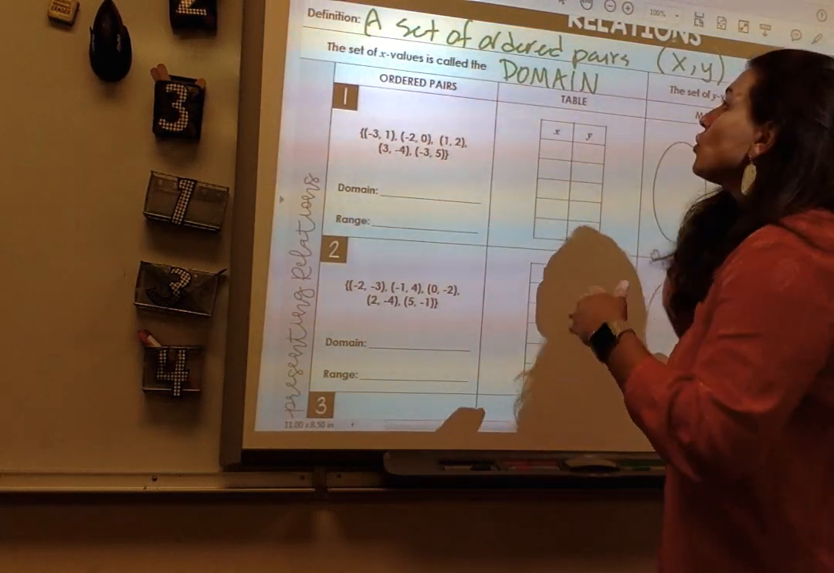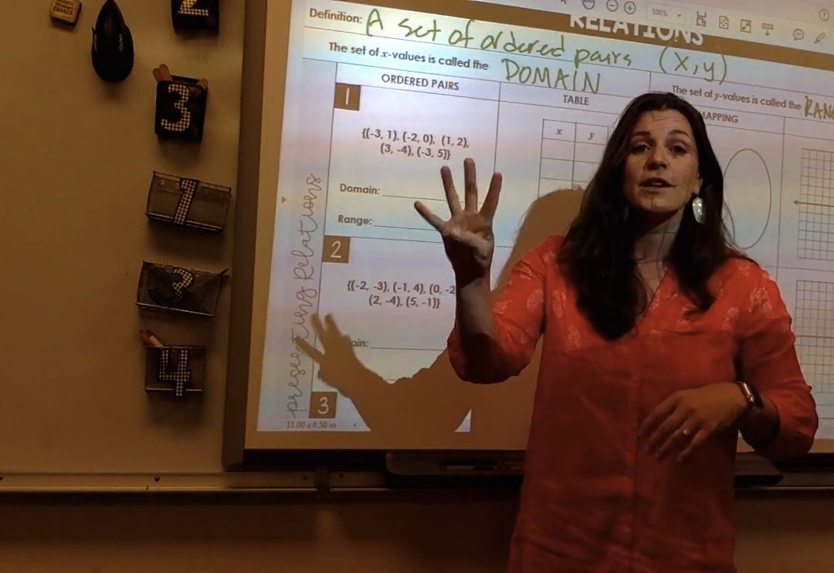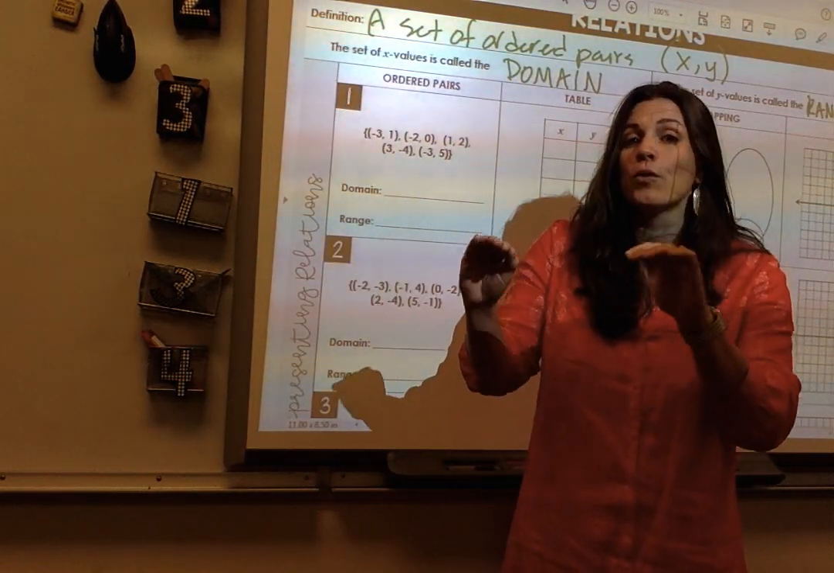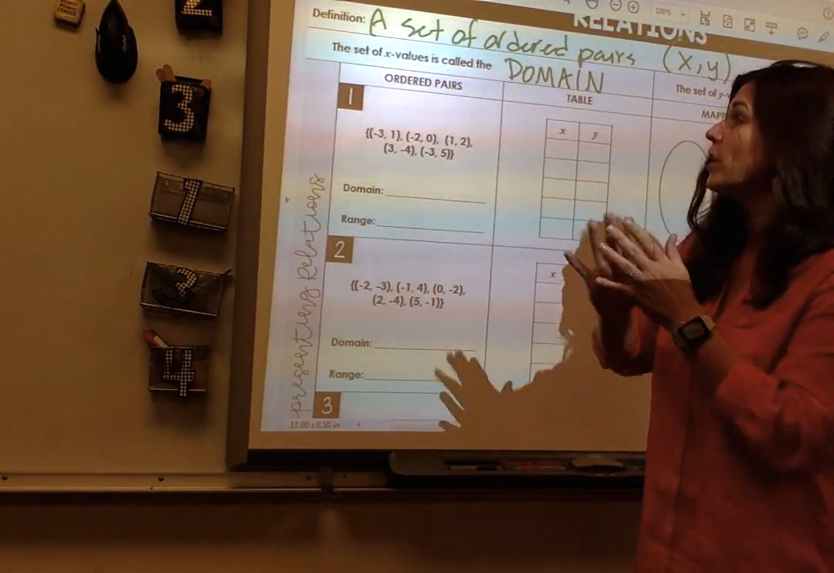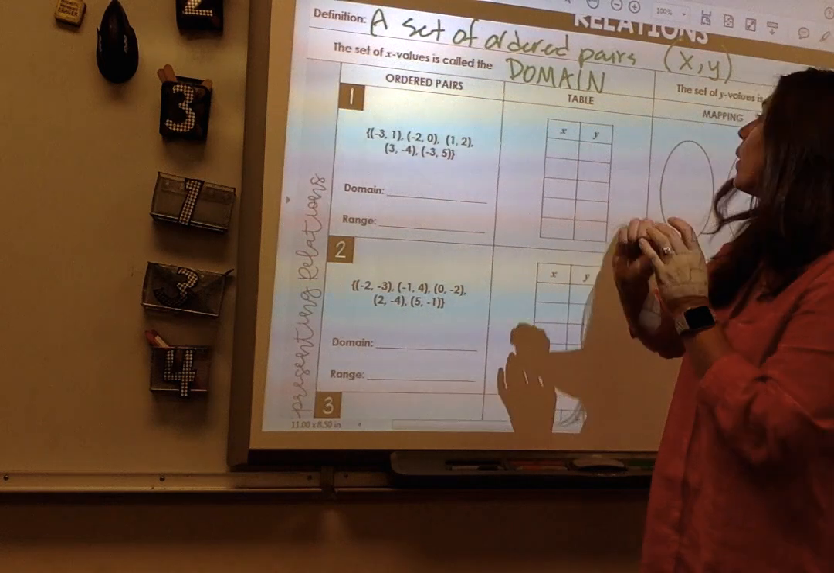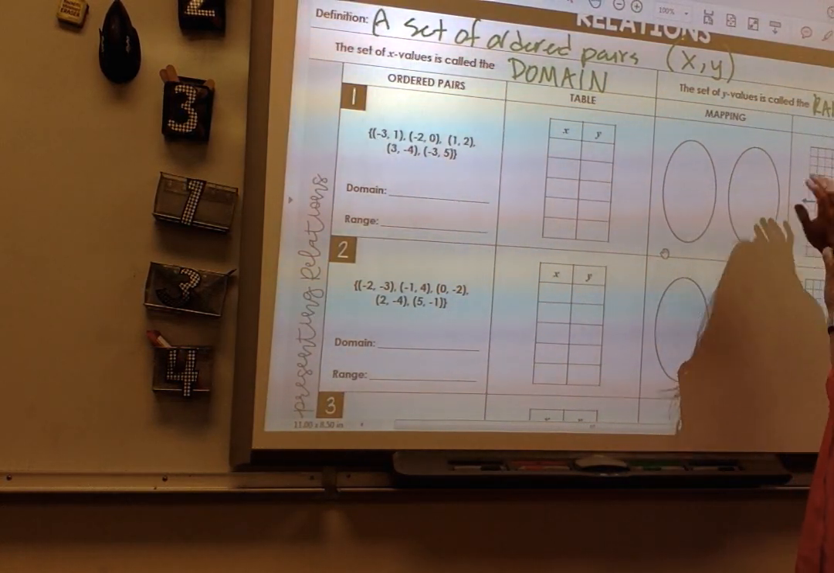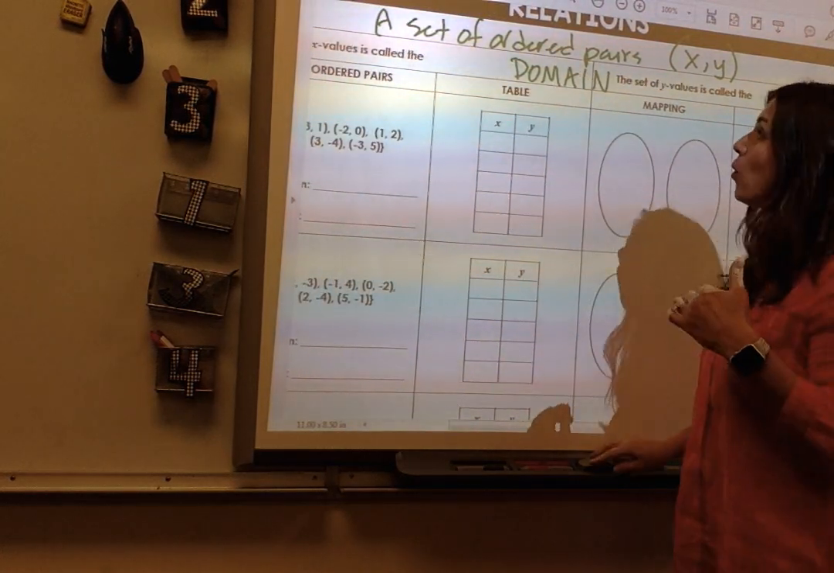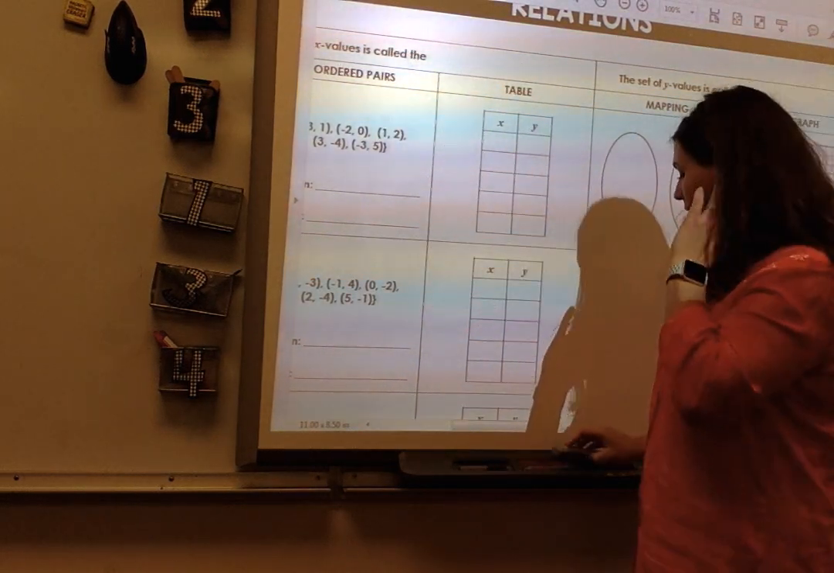So when we were talking about a relation, you can write it 4 different ways. They all mean the same thing, but it can be written different ways. So we can write a relation as ordered pairs. We can write it as a table. We can write it as a mapping. And we can also write it as a graph form. So it's important that we go in between all of these, and it's very specific.